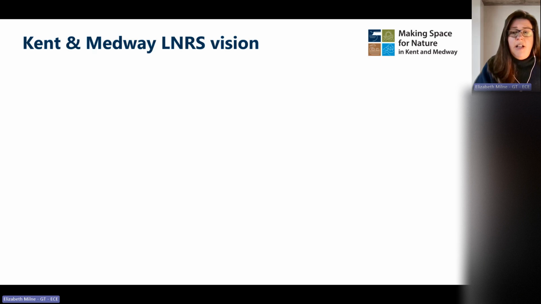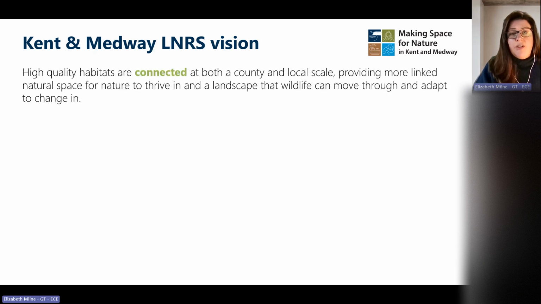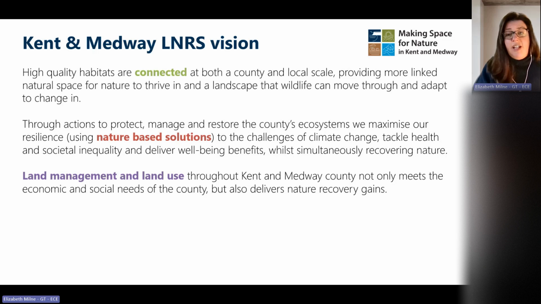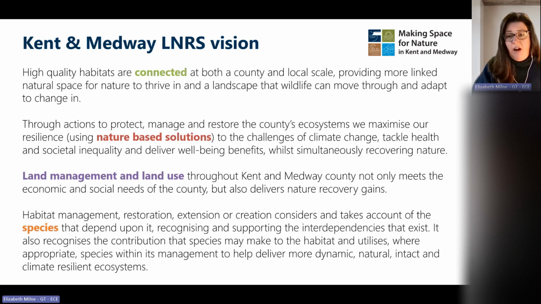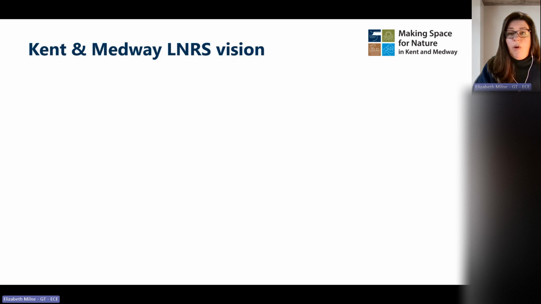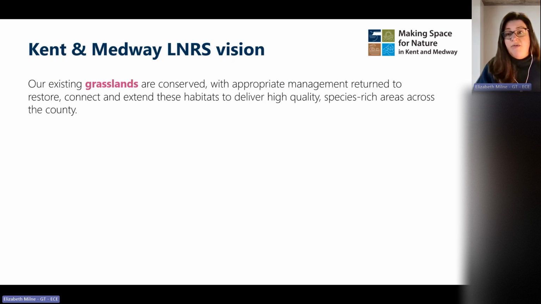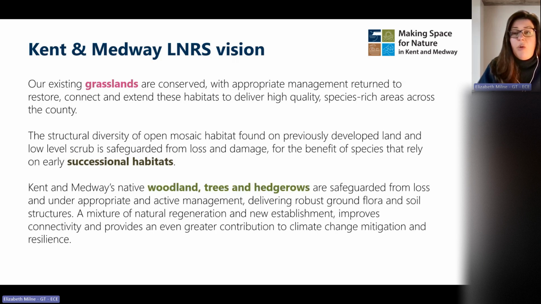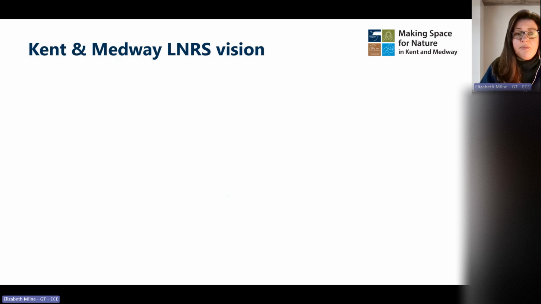So the ambitions focus on increasing connectivity, increasing the use of nature-based solutions, using land management and land use to deliver our nature recovery gains, and putting species at the heart of habitat management, restoration, extension and creation. And then moving on to more habitat-focused ambitions, there is an ambition to see our species-rich grassland restored, connected and extended, to safeguard our successional habitats from loss and damage, and to bring woodland trees and hedgerows under active management, and also increase cover and connectivity.